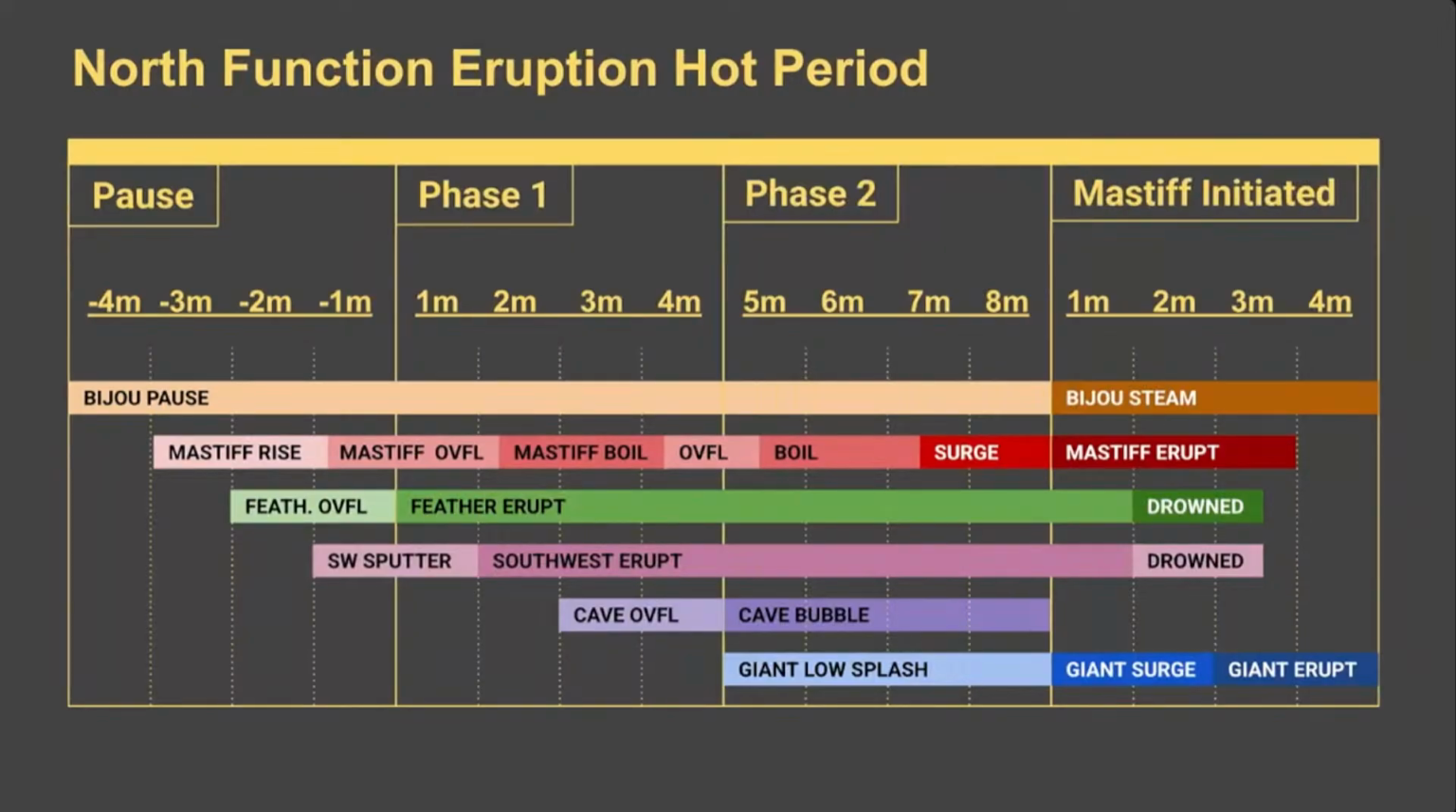And then another outlier, just to mention briefly, is that the shortest timeline that I was able to find for the start of Feather to the start of Giant occurred on August 10, 1997. Mastiff started erupting only 3 minutes into Feather, and then Giant 2 minutes after that. So just if you're trying to gauge how fast you need to be moving, there is an outlier that says it could be only 5 minutes from the start of Feather to the start of Giant.